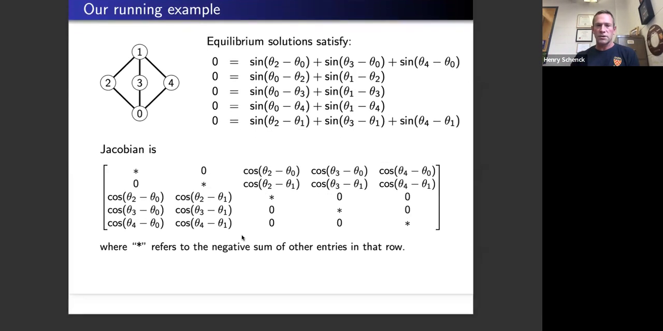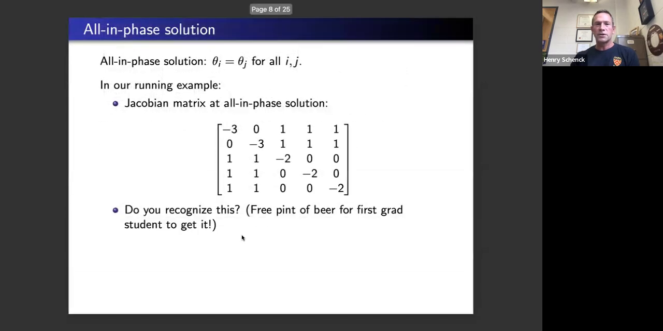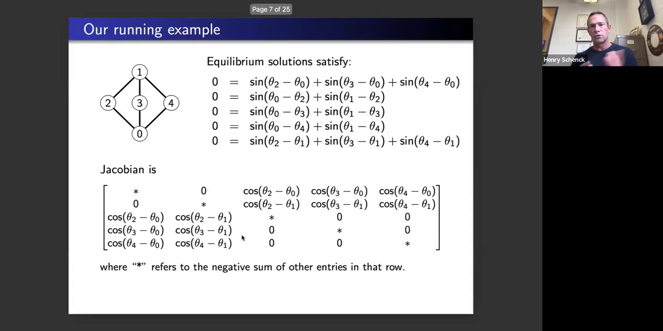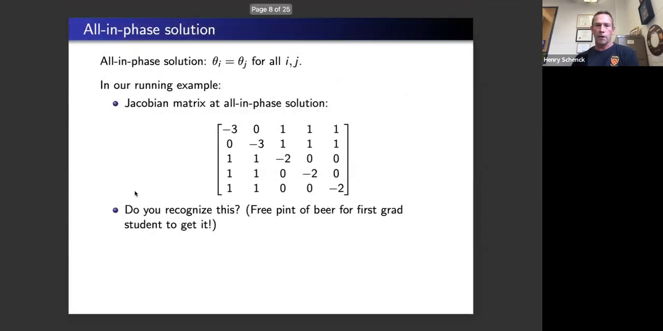So again, continuing with our sanity check, let's do this for the all in phase solution. So the all in phase solution, all the thetas were equal. We know that's a solution. And so in the top matrix, of course, I get zeros on the right-hand side. In this bottom matrix, I'm pretty happy because cosine of 0 is 1. And then on the diagonal, I have a minus the sum of that. So what I'm going to get here at the all in phase solution is this matrix.